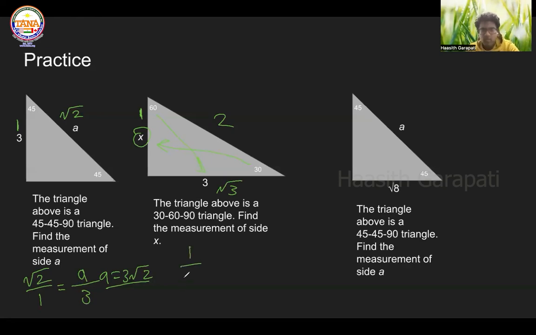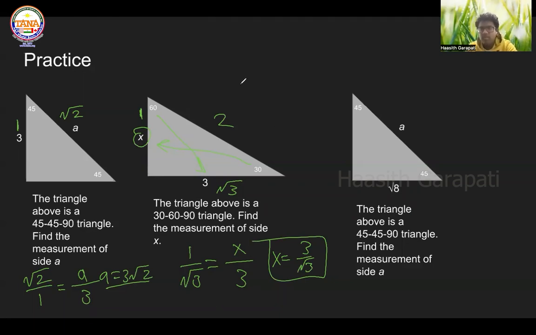So let's set it up. 1 over root 3 is equal to x over 3. And then we get x is equal to 3 over root 3. Now you might think this is the answer, but we can actually simplify it a little bit more, because it's 3 over root 3, right?